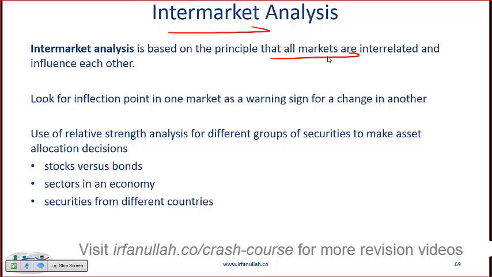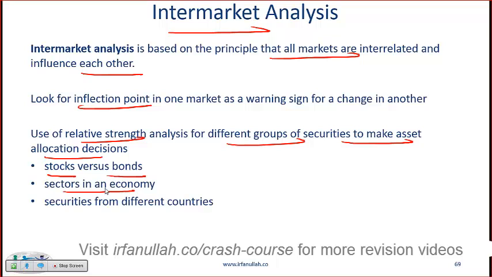And then the final slide here, intermarket analysis. This is based on the principle that all markets are interrelated and influence each other. So you look for inflection points in one market as a sign for what will happen in another market. Use of relative strength analysis for different groups of securities to make asset allocation decisions. So you can do intermarket analysis where you look at stock related indices versus bond, the interaction of different sectors in the economy, and stock markets from different countries.